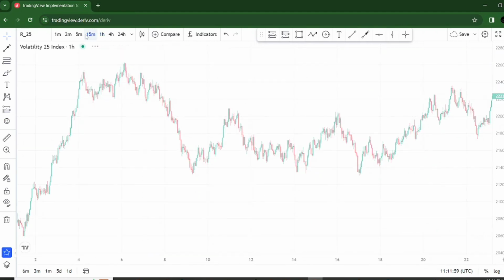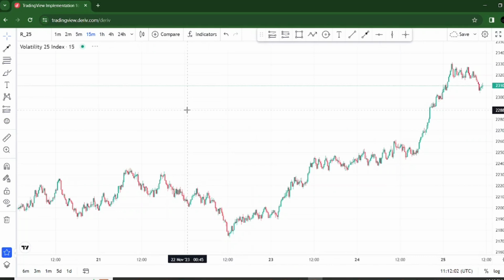Okay, finally, after coming to the 1 hour time frame, right, you switch to either the 15 minute time frame or the 5 minute time frame. Why do you do that?